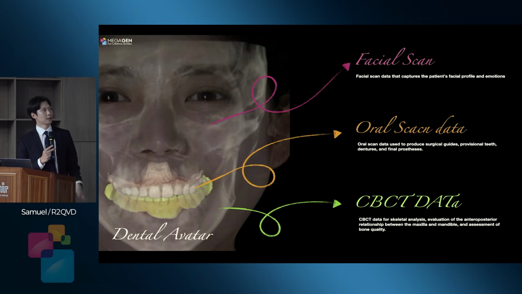That means we can see where the midline is. We can see where the smile line is. And also we can design on the STL file. And also we can see the bone structure, everything, bone density. If we want to place the implant, why not? That's the dental avatar.